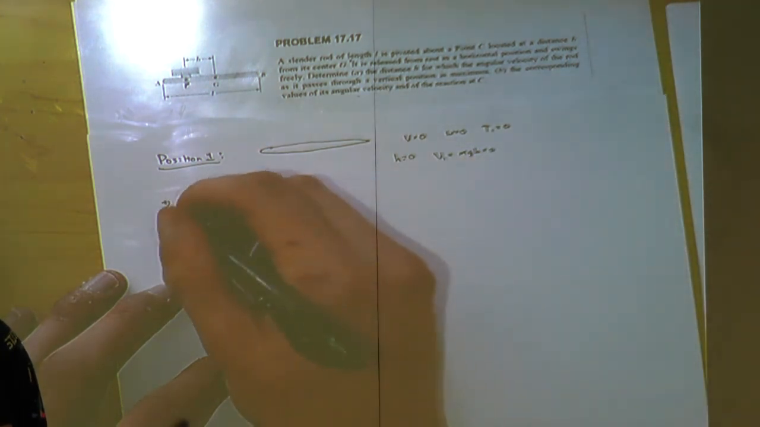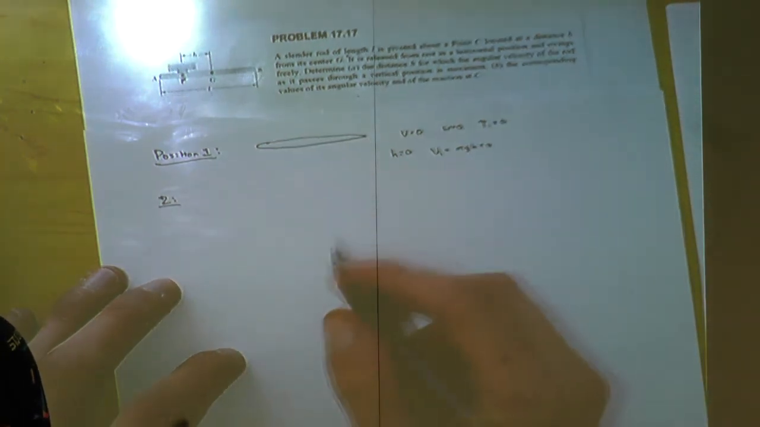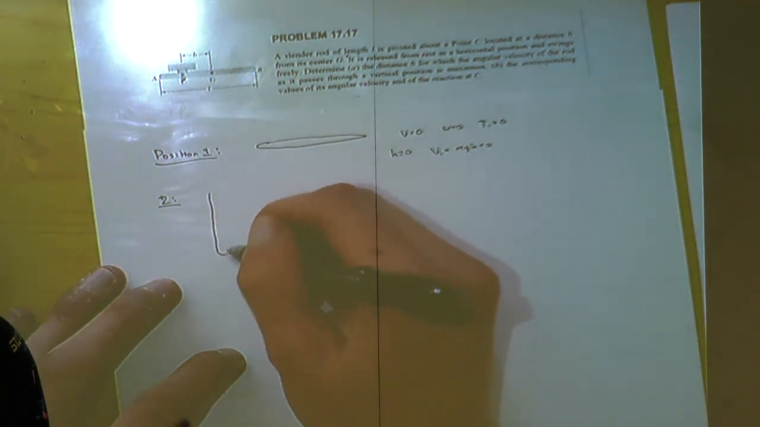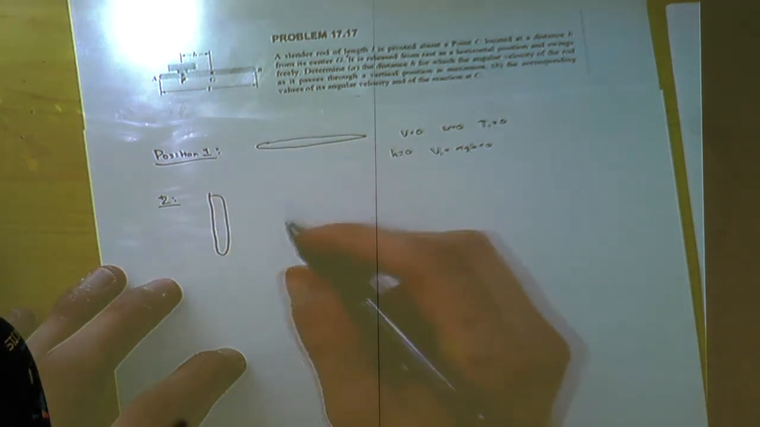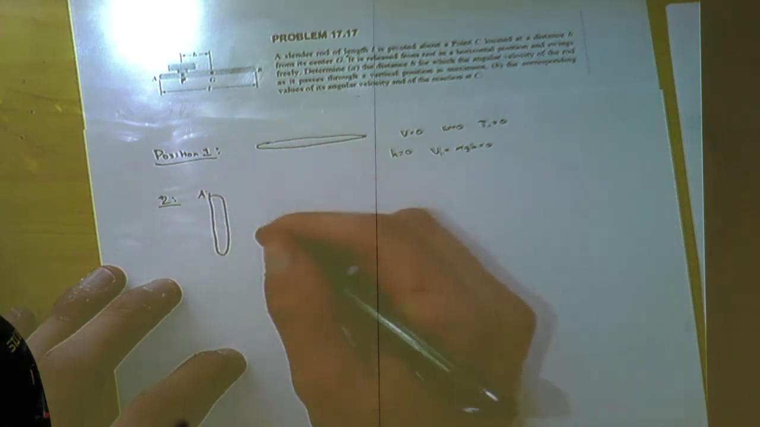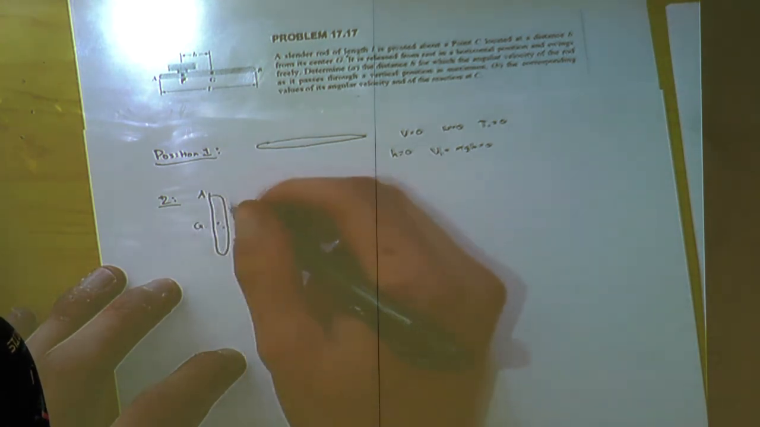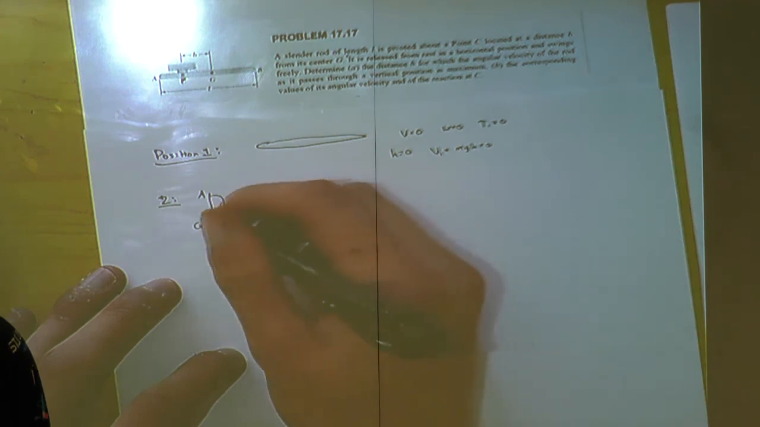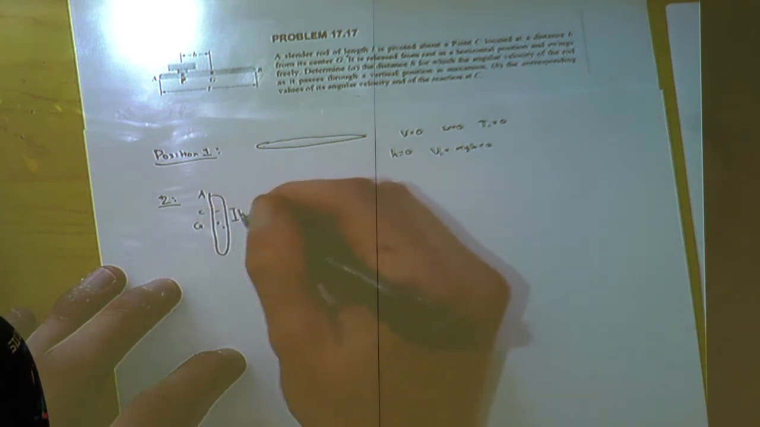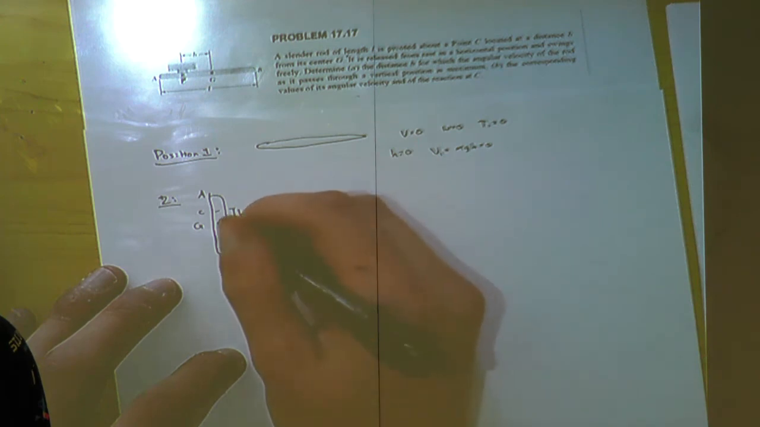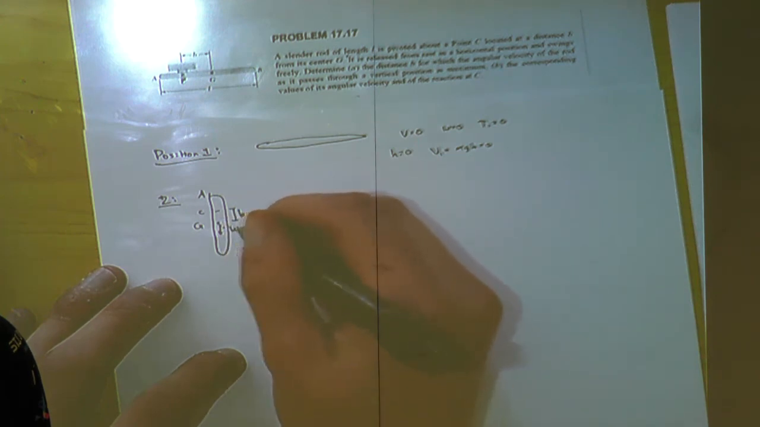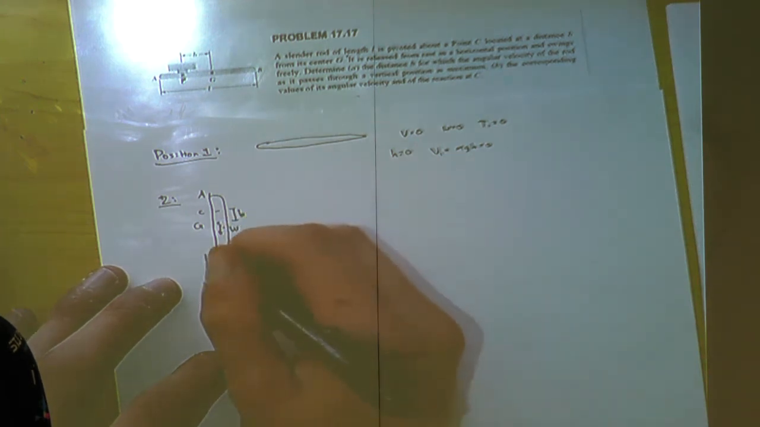And then at 2, this thing's going to be straight up and down. We have A, G, C. This is our B length. The weight is pointing down, and B is here at the bottom.